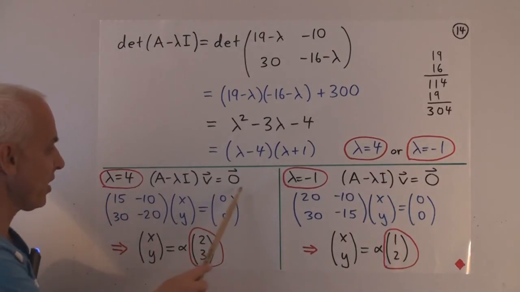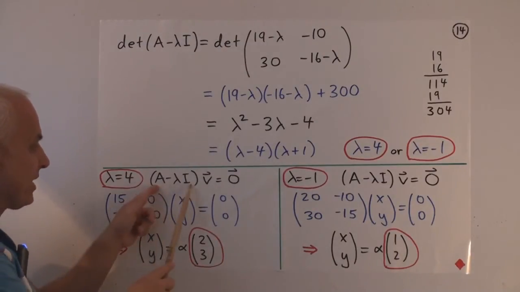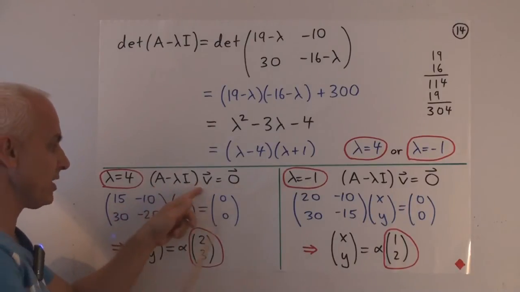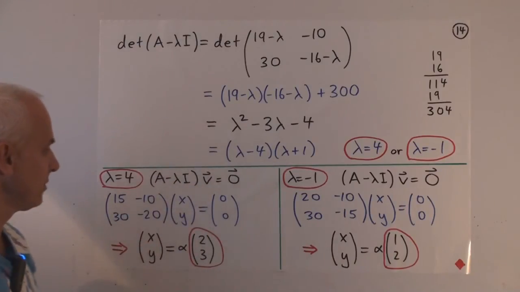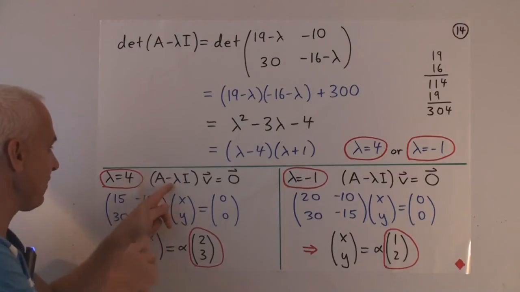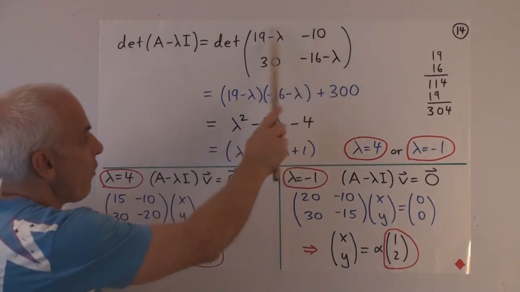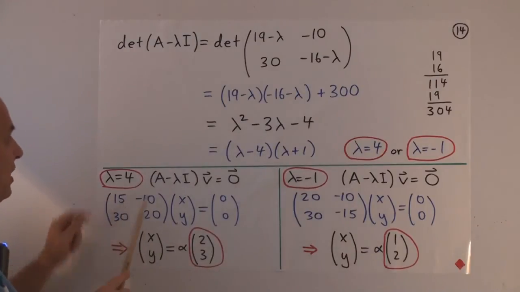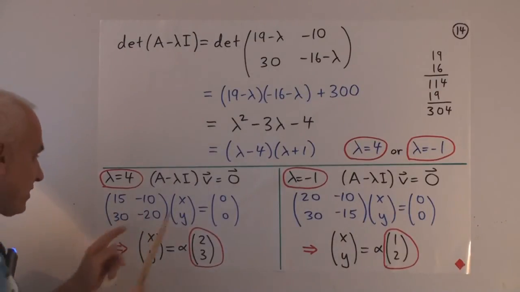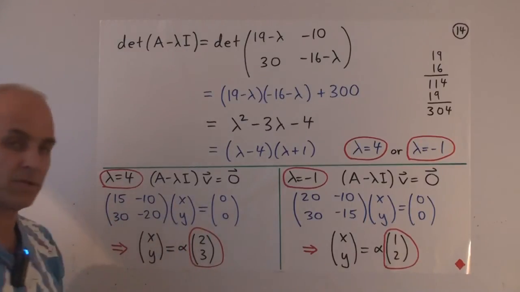Here is the equation that we're trying to solve. We have A minus lambda times V equals 0. V is the vector xy. And lambda happens to be 4. So A minus 4I, you just plug in 4 here, and you get the matrix 15, minus 10, 30, and minus 20. That times xy equals 0, 0.